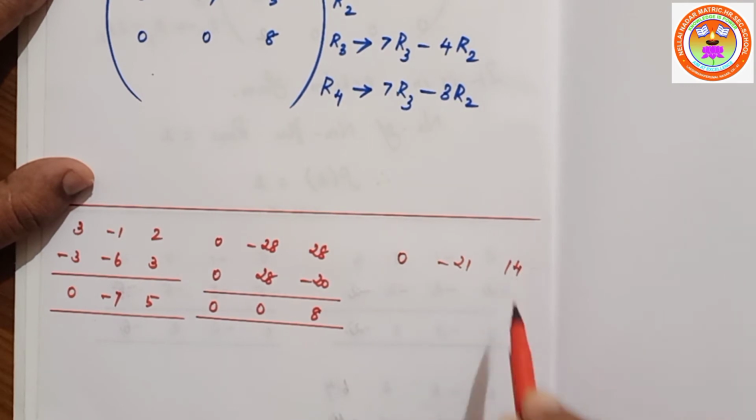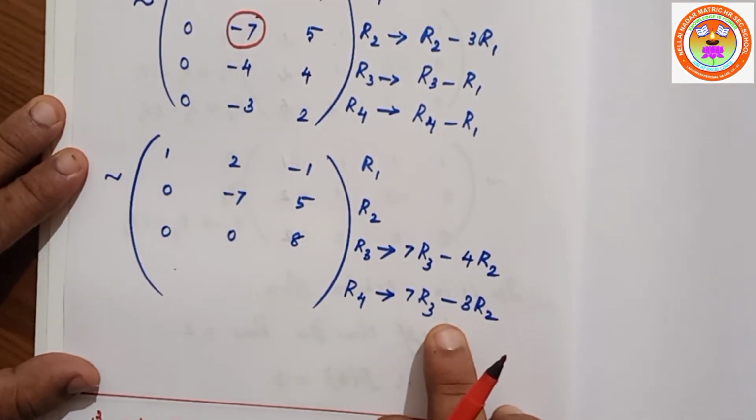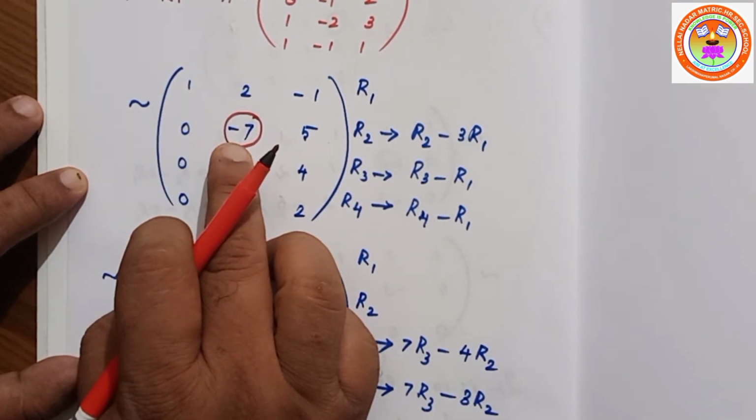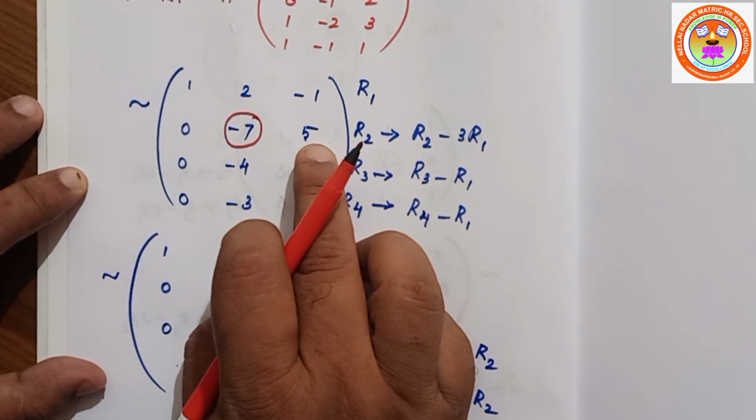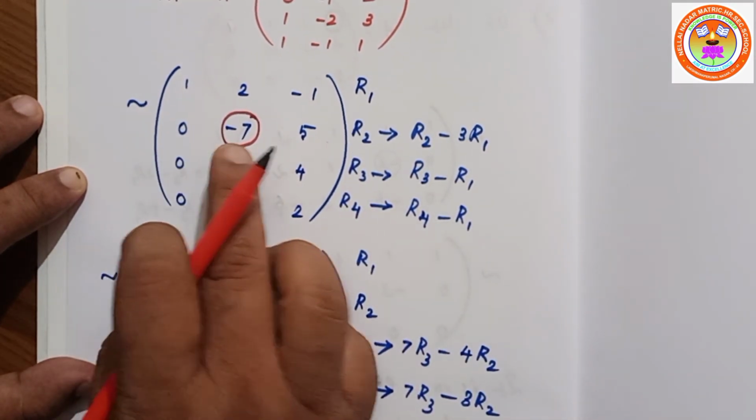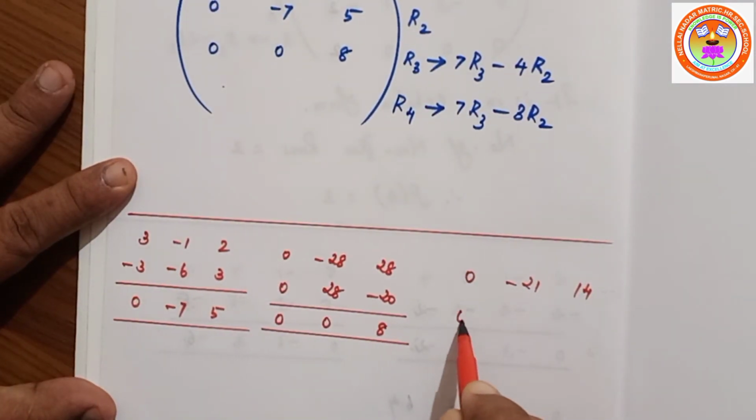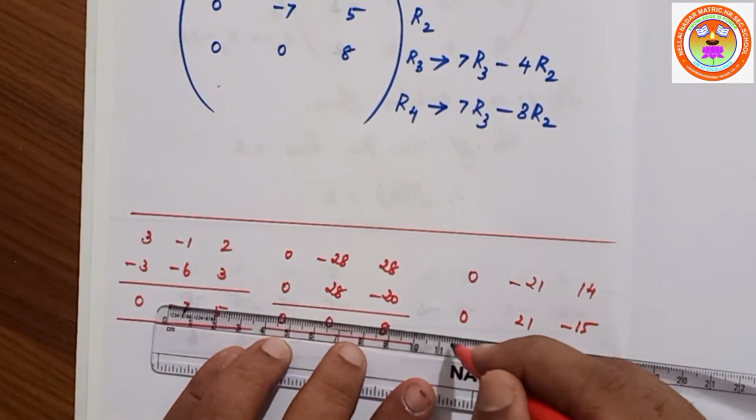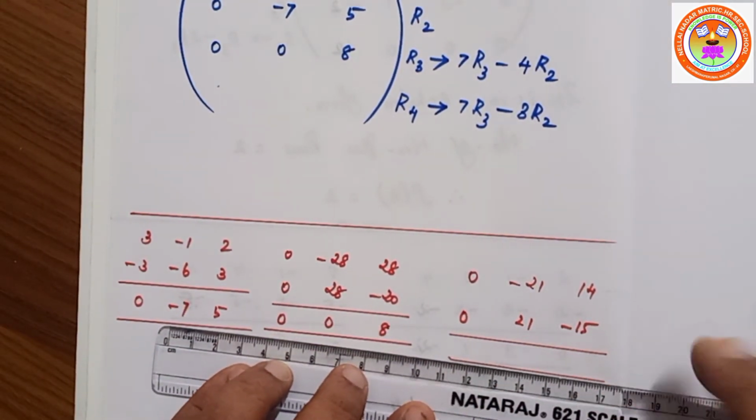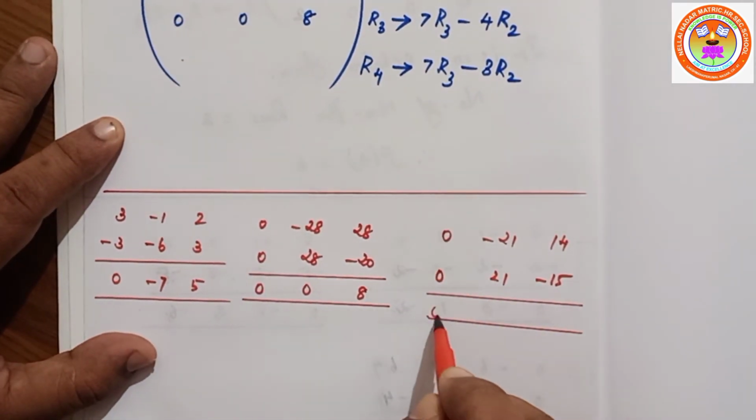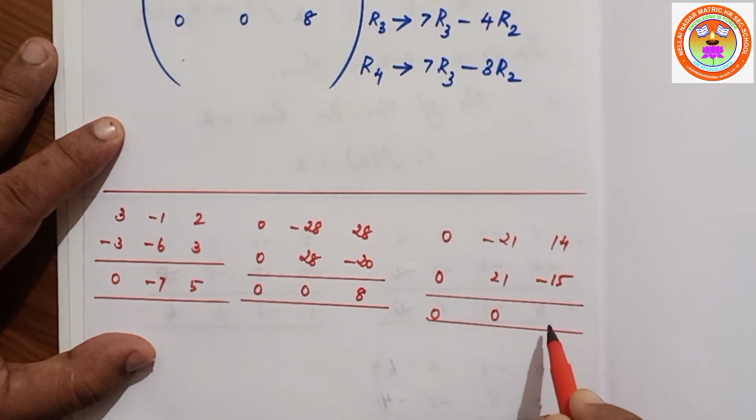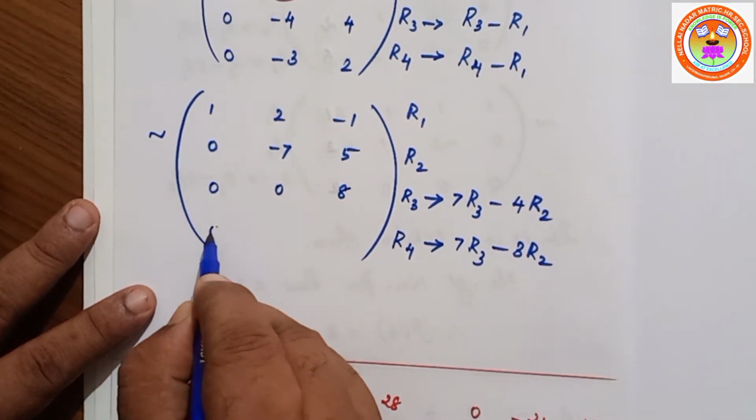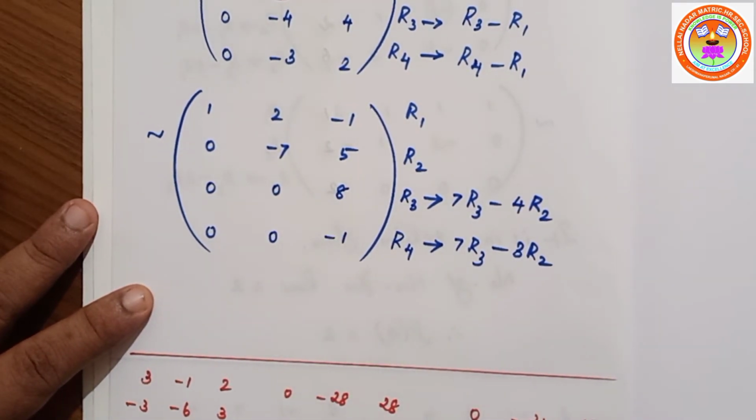Now multiply R2 by minus 3. R2 here it is, multiply by minus 3. 0 into minus 3, 0. Minus 7 into minus 3, plus 21. 5 into minus 3, minus 15. So 0, 21, minus 15. Okay. Now 0 plus 0, 0. Minus 21 plus 21 is 0. 14 minus 15 is minus 1. 0, 0, minus 1, right?